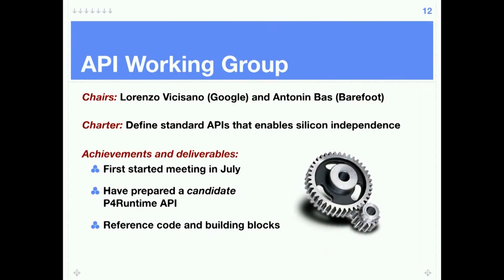The API Working Group is chaired by Lorenzo Vicisano and Antonin Bas from Barefoot Networks. They define standard APIs that enable silicon independence. They first started meeting in July. They've already prepared a candidate P4 Runtime API, which we'll be talking about in today's presentation.